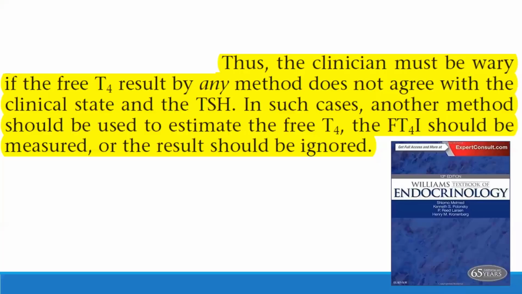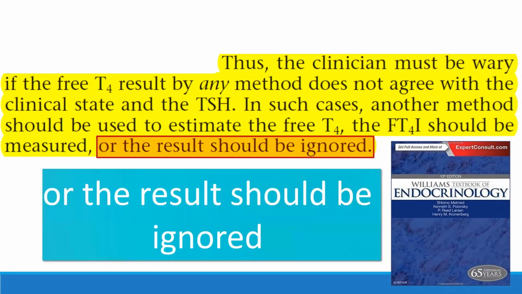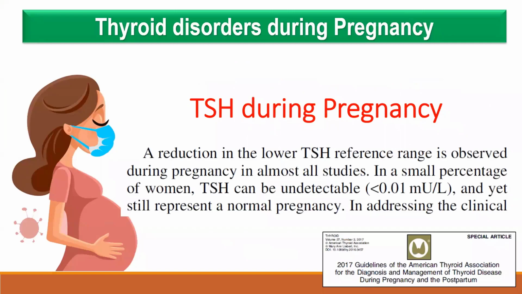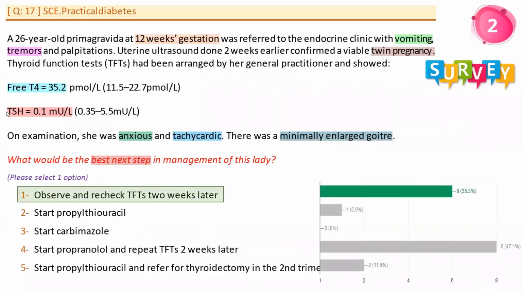And in the Williams textbook, they mention this paragraph: the clinician must be worried if the FT4 result by any method does not agree with the clinical state and the TSH. In such cases, another method should be used to estimate the FT4, the FT4 index should be measured, or the result should be ignored. So in our previous question, FT4 is elevated and the TSH is normal according to the trimester-specific reference range. In this situation I will ignore the FT4 and depend mainly on the TSH, and this patient is euthyroid, and we should observe and recheck thyroid function tests later on.